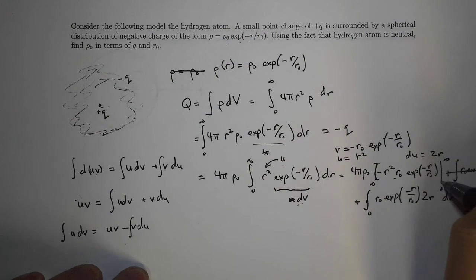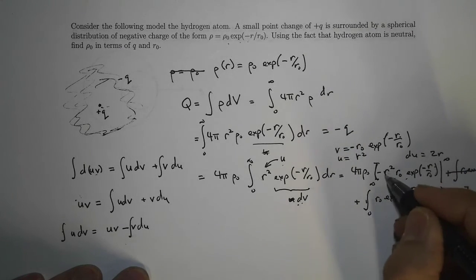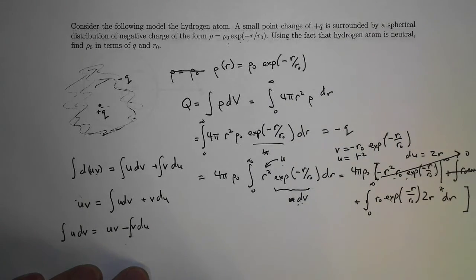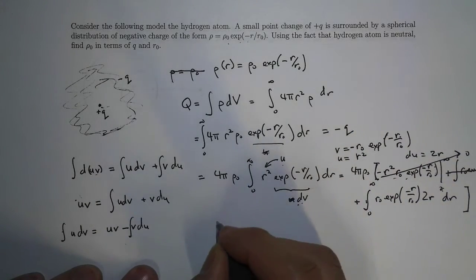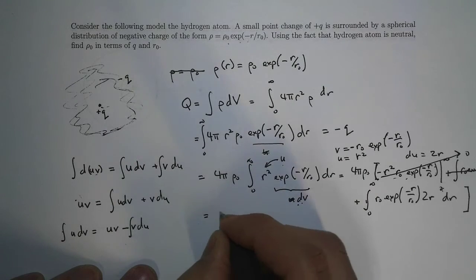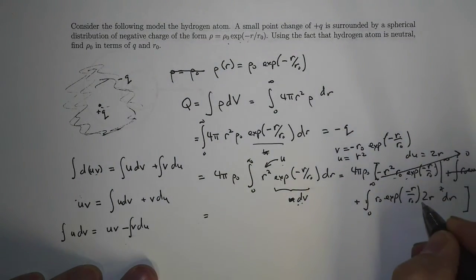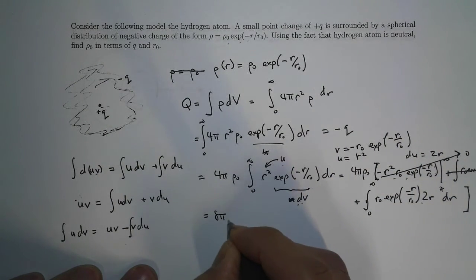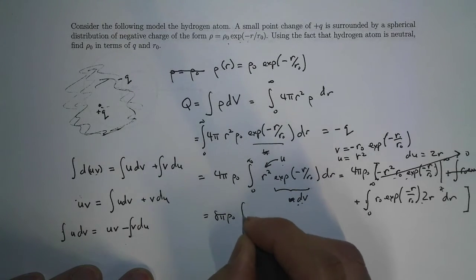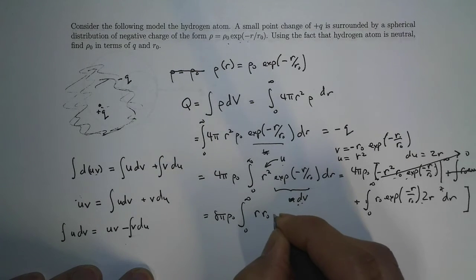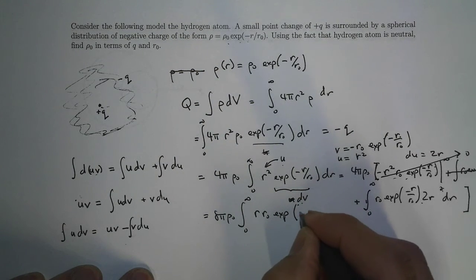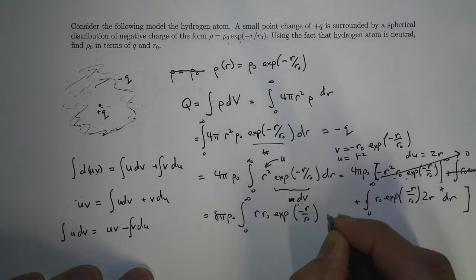Now if you look at this thing carefully, the key trick is here. I'm going to evaluate r at infinity and 0. But r at infinity makes this term go to 0, and r at 0 makes this term go to 0. So this entire term is 0. Now you may think I really haven't gotten anywhere, because all I've shown is that this entire term is just going to be equal to, now the 2 comes out front, 8 pi rho 0 integral from 0 to infinity of r r0 exponent minus r over r naught dr.